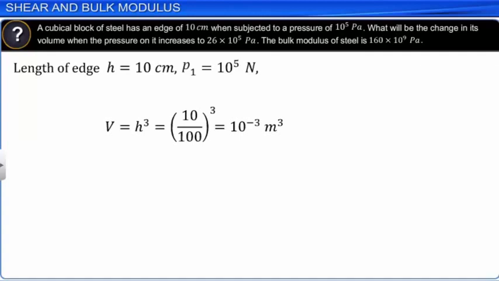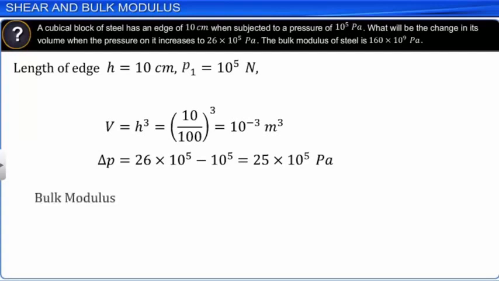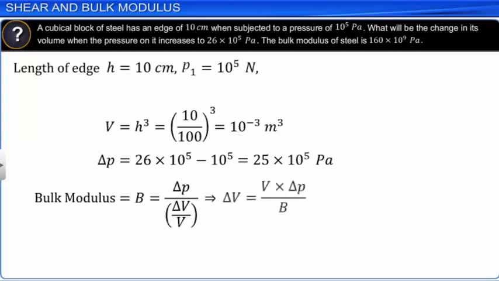Bulk modulus is the ratio of bulk stress to bulk strain. We rearrange this expression to solve for delta V, the change in volume. Substituting the values of delta P, V and B, we get the change in volume, delta V, as minus 1.56 times 10 to the power minus 8 meters cubed. The negative sign in the answer means the final volume is smaller than the original volume.